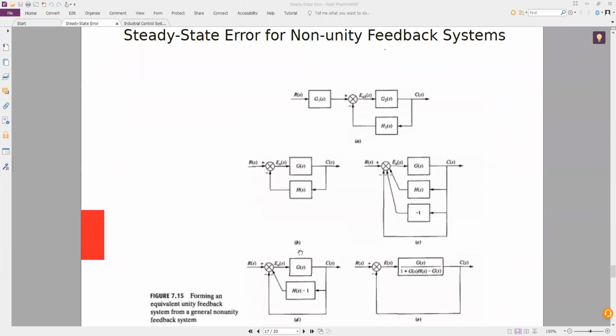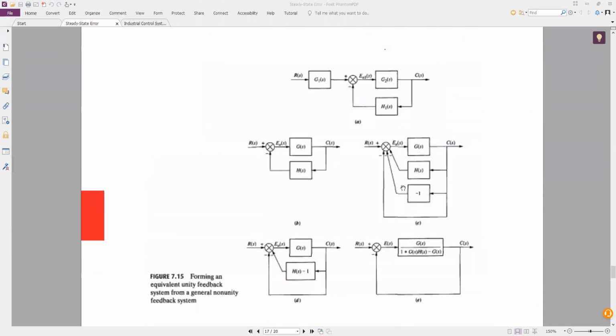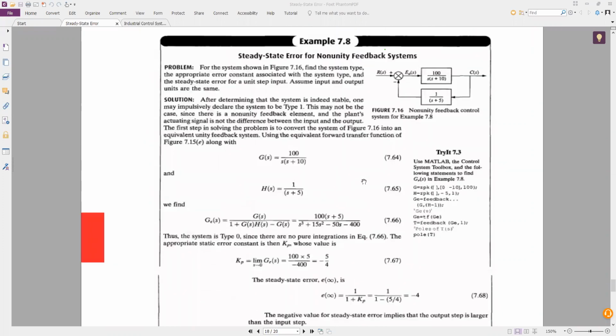Now see, steady state error for non-unity feedback system. If you have non-unity feedback, then what would be the steady state error? This kind of figure is there. Non-unity feedback control system, for example 7.8. So this is the figure for which we are considering the steady state error for non-unity feedback system.